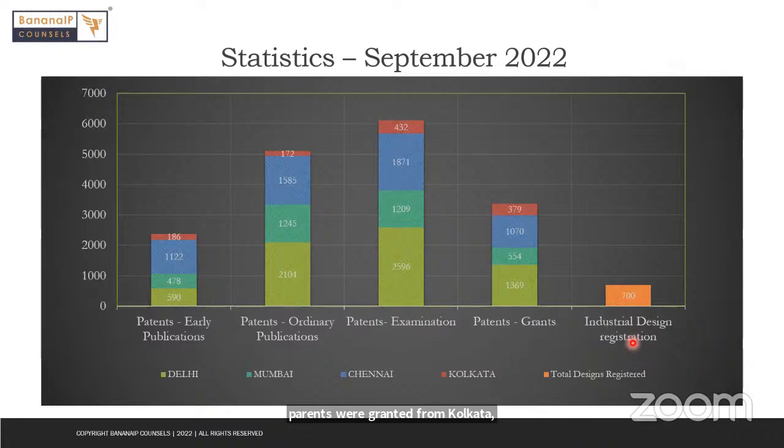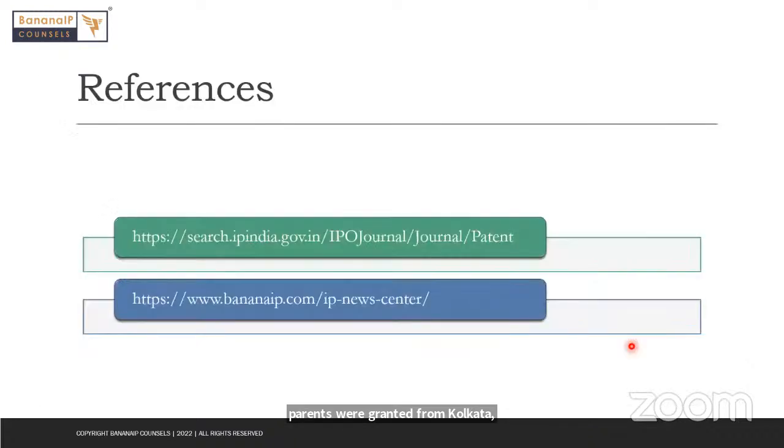Indian Patent Office registered a total of 700 industrial designs last month. All the data presented here were collected by Indian Patent Office official journal from 35th to 39th issue.